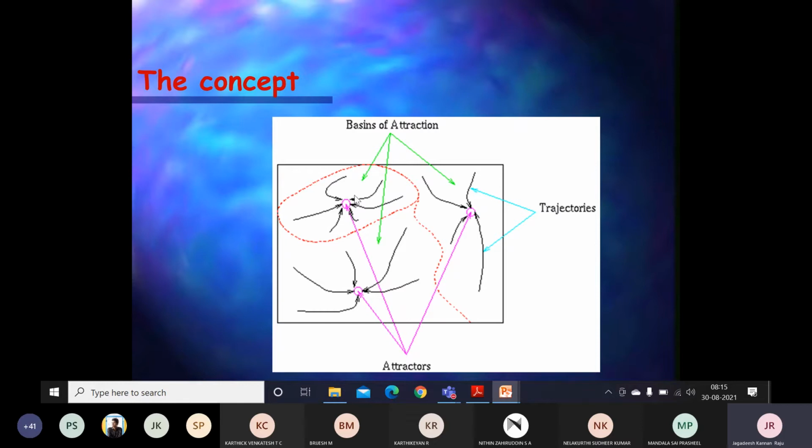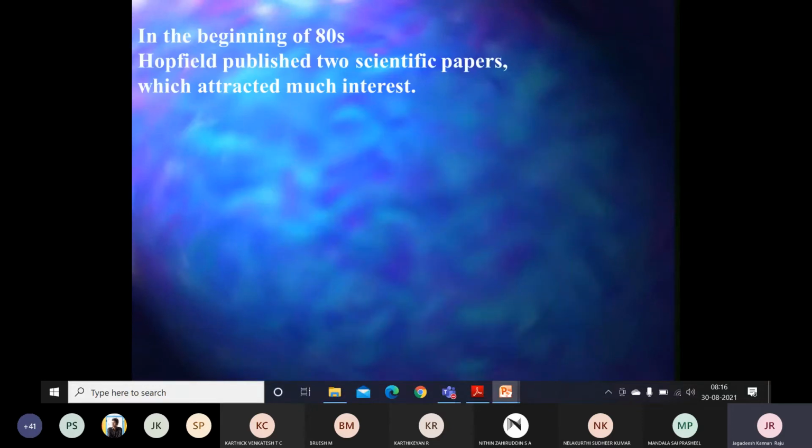So this smaller circle is considered as the attractor for region 1, the attractor for region 2, and this is the attractor for region 3. So first, attractors are there. Based on the attractors, some trajectories will be formed. So what particular trajectories or features are attracted by these attractors forms a particular basin of attraction. So the particular concept of Hopfield network lies in these three factors. One is basins of attraction, next one is trajectories, and the next one is attractors.